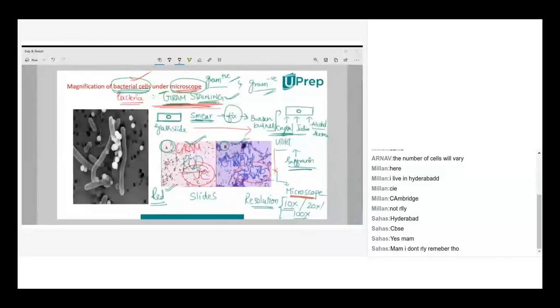One more question. I want an answer from another student. Gram staining is used to observe bacterial cells under microscope. The agents used in this process: first one, crystal violet. Second one, iodine solution. Third one, safranin. Fourth one, all the above. Which option will you go for? Ma'am, all of the above. Yes, Bhumika, yes.